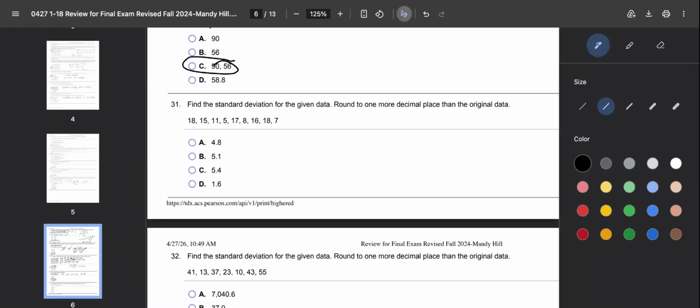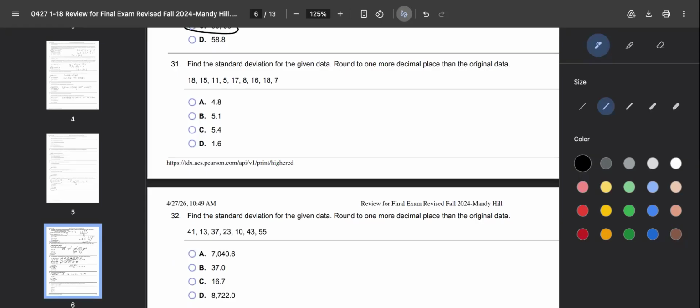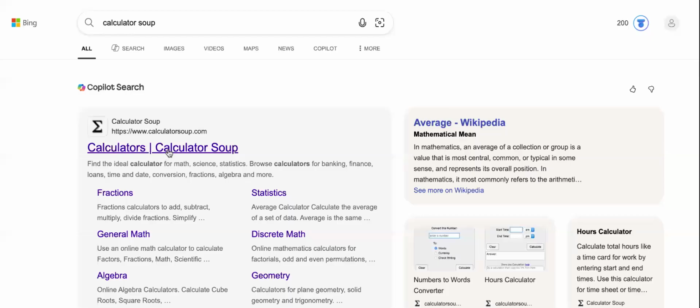So I will share a screen with you in just a minute. Let me jot these down real quick. Basically, we're going to type this in. It's going to give us the standard deviation. This is a calculator problem. 17, 8, 16, 18, and 7. So whenever you go to Calculator Soup, you don't have to do it this way. If you know how to do it on your graphing calculator and you're using a graphing calculator, that's absolutely okay for you to use your graphing calculator. But I went to Calculator Soup.